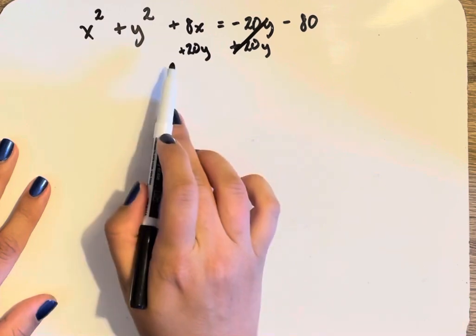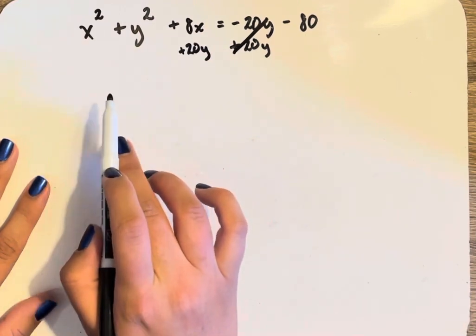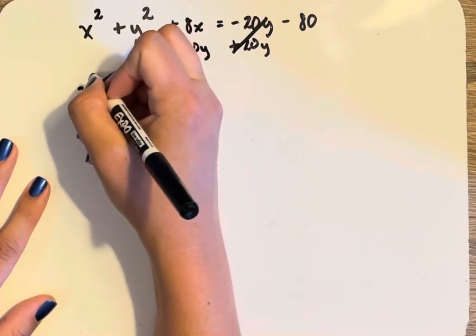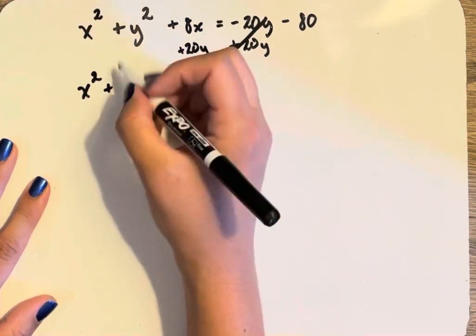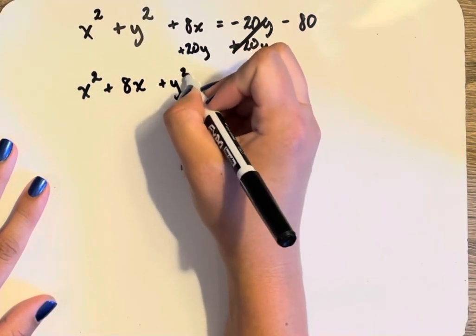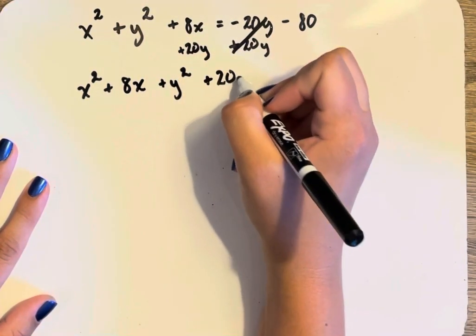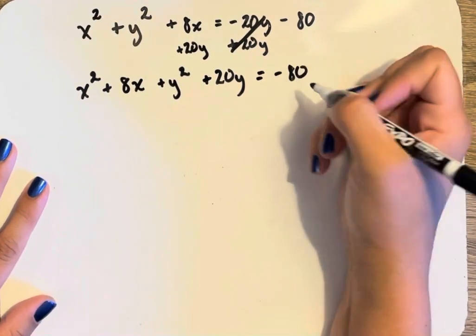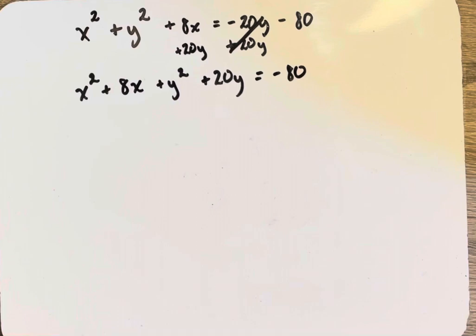And now I'm going to put these in order with my x squared and x first, then y squared and y. So x squared plus, I'm going to put the 8x next, then plus y squared plus 20y, and that is all equal to negative 80.